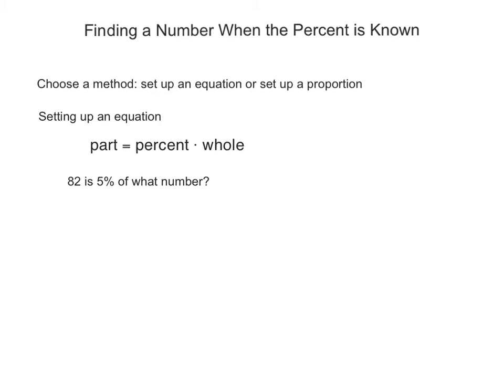Finding a number when the percent is known. You can do this using two different methods. The first method is setting it up using an equation. Part equals percent times whole. Let's take a look at this question.